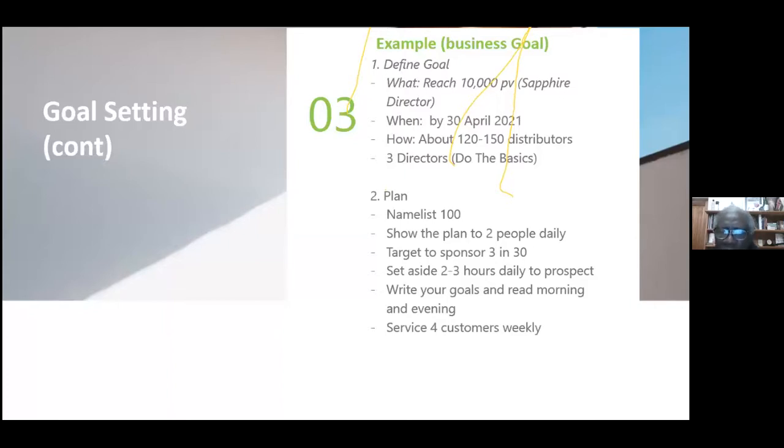And then service 4 customers weekly. If an average customer buys, let's say, 12 to 15 PV, if you do 4 customers a week, that's already 60 PV. In a month, you'll have at least 250 points. So serve a specific number of customers in a week so that you have your goal that you achieve at the end of the month.